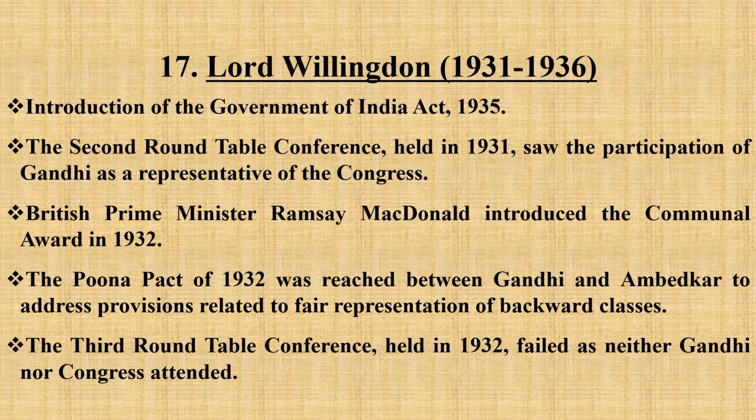Lord Willingdon, 1931 to 1936. Introduction of the Government of India Act, 1935. The Second Round-Table Conference, held in 1931, saw the participation of Gandhi as a representative of the Congress. British Prime Minister Ramsay MacDonald introduced the Communal Award in 1932. The Pune Pact of 1932 was reached between Gandhi and Ambedkar to address provisions related to fair representation of backward classes. The Third Round Table Conference, held in 1932, failed as neither Gandhi nor Congress attended.